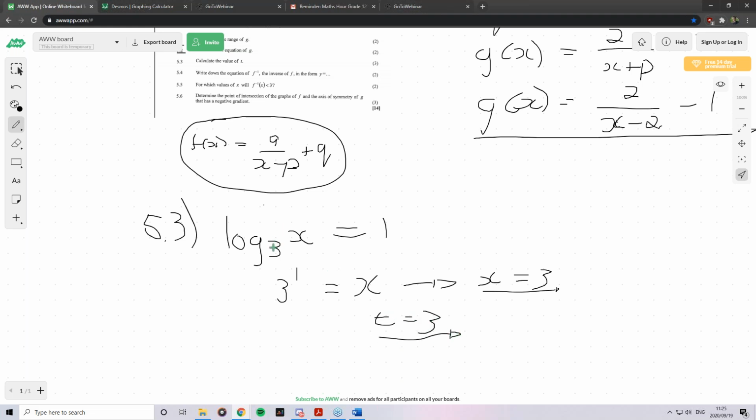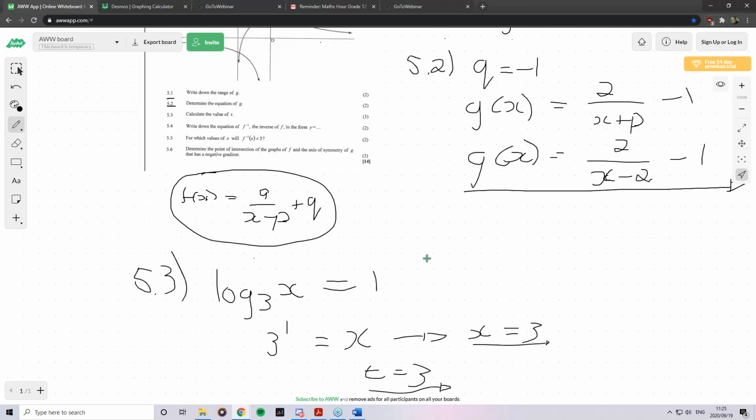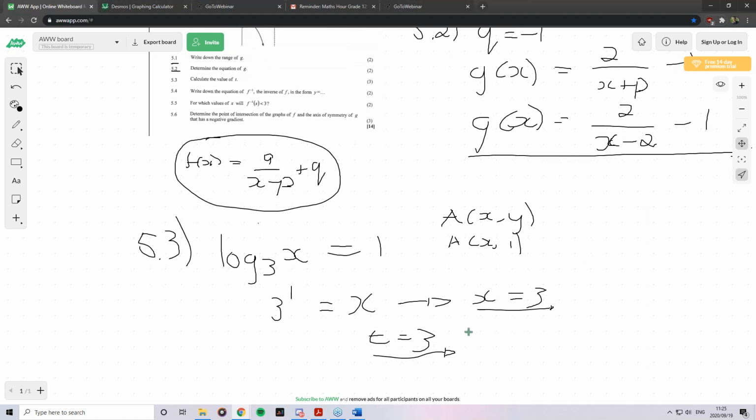You could have just said log base 3 of t is equal to 1 and solved perfectly fine. I just like the methodology of a is in terms of x and y. So if y is 1, I can solve it by saying x comma 1. This just helps me with other questions as well. So I have here that t is equal to 3.